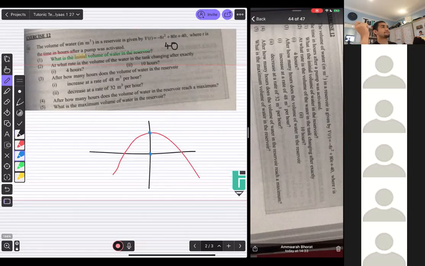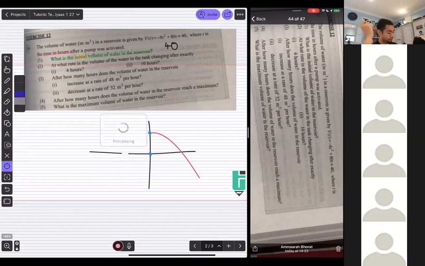How come you're drawing it as a sad parabola? Because the equation is minus 8T squared. Oh, sorry, I didn't see that. But obviously, for this graph, it will be like this. It's like that, because the graph does not exist when T is less than 0. So we can expect the volume of the water to go down. It's just going to go down.